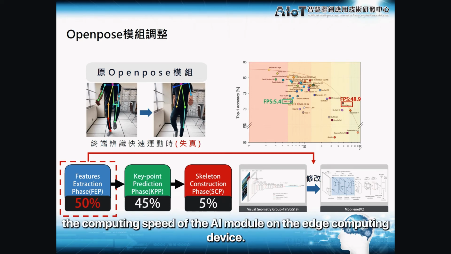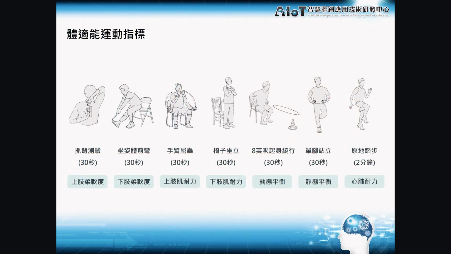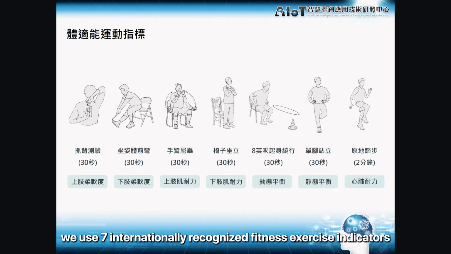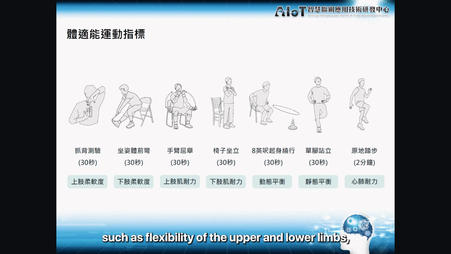In the part of physical fitness exercise for the elderly, we use 7 internationally recognized fitness exercise indicators as the exercise items of this system. These 7 physical fitness exercises can effectively improve the body functions such as flexibility of the upper and lower limbs, muscular endurance of the upper and lower limbs, dynamic and static balance, and cardiorespiratory endurance.